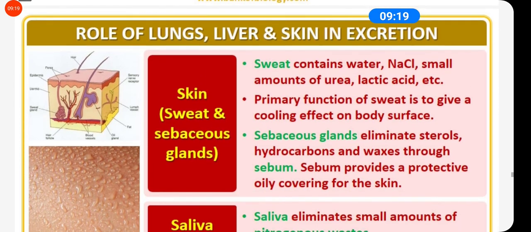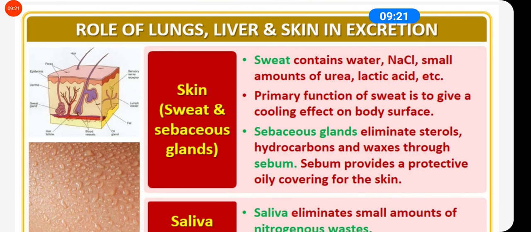Now in the skin there are sweat glands and sebaceous glands. You know very well that sweat contains water, sodium chloride, some urea, lactic acid, etc. The main function of sweat is to give a cooling effect to the body. It maintains the temperature. It is a very good example of homeostasis, regulating the body temperature and giving a cooling effect to the body surface.